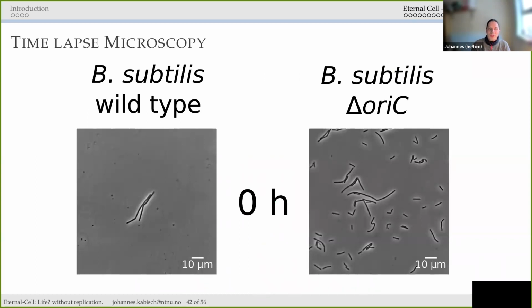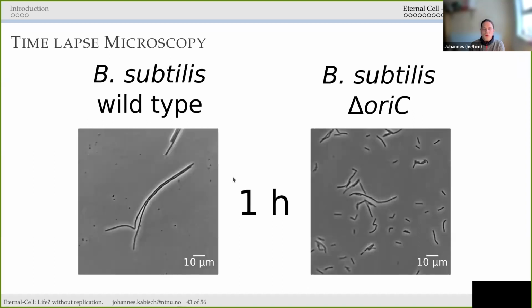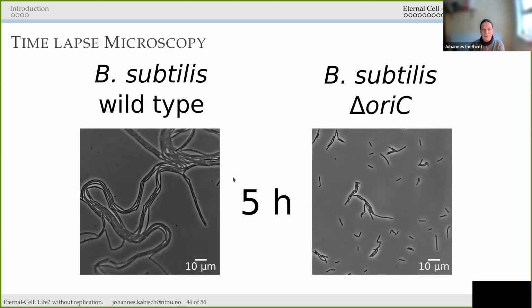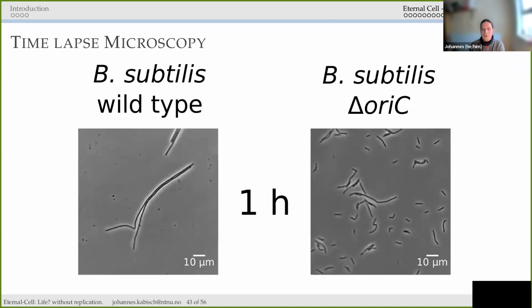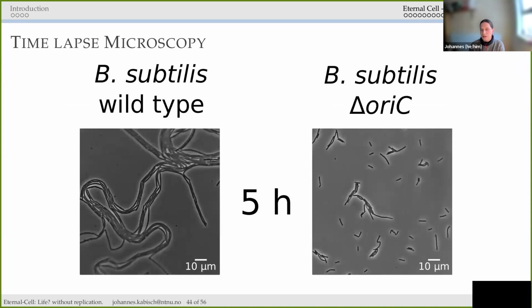What we also then at least did, we could do some time-lapse microscopy, and this was at least a little bit encouraging, and this is also what keeps me kind of going in this project. So on the left, you see the Bacillus subtilis wild type, and on the right, you see our ORIC mutant. And if we progress in time, you see that on the left, the cells are happily growing, and I will go back and forth, while on the right, nothing is happening, which is good. So we already know they obviously don't replicate anymore, but we also know they don't just pop up and die.